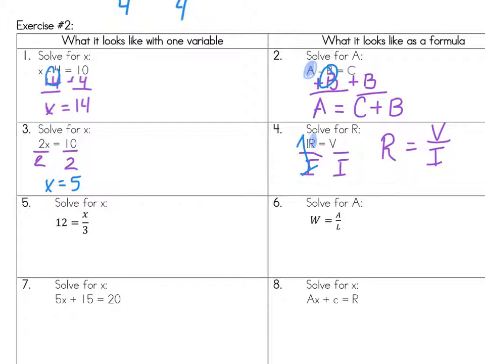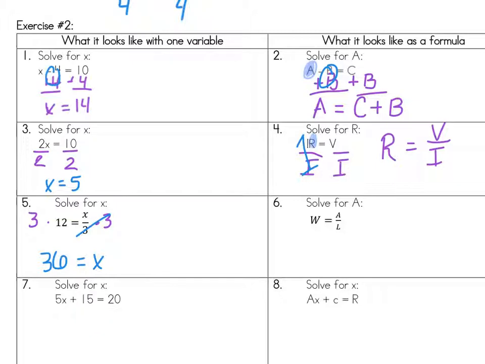Okay, moving on to number 5. Well, x is being divided by 3. I need to solve for it to cancel out dividing by 3. What's the opposite of division? Multiplication, you're right. So we're going to multiply both sides by 3, and I end up getting x, because 3 divided by 3 is 1, is equal to 12 times 3, which is, I know all of you don't need a calculator for this, x is equal to 36.